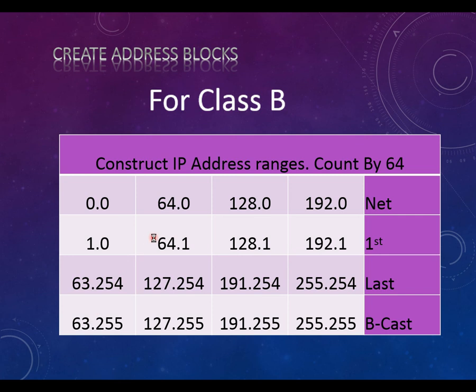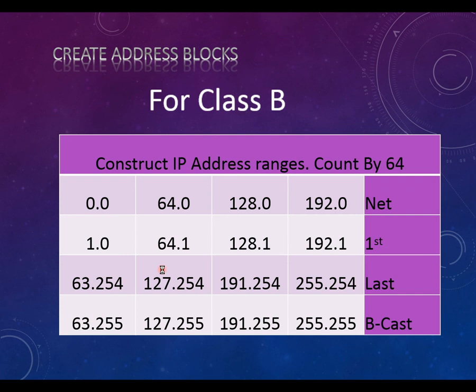So we add to 64.0 to move 1 up from there, it's 64.1. As you can see, the third octet numeral is still the same. And also from the broadcast, we subtract 1, and now we have 127.254. So again, the third octet, 127, is still the same. So that can be a little bit tricky, and so you just have to look out for that.